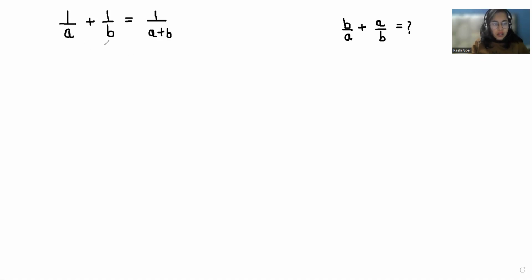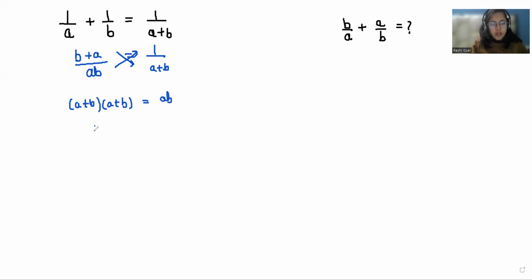So we can write this by taking the LCM ab. So our numerator becomes b + a = 1/(a + b). Now if I do cross multiplication, it becomes (a + b) (a + b) = ab, and we can write it as (a + b)² = ab. I am considering this as equation number 1.